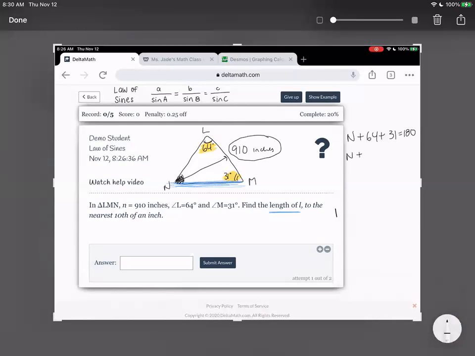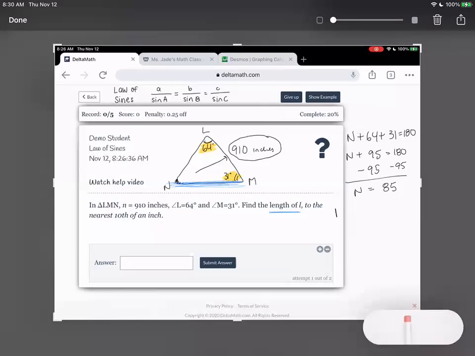So N plus 64 plus 31 is 95, equals 180. Then we're going to subtract 95 from both sides, and that will give us that N is 85. So our angle N, that black angle over there, is 85 degrees. So I'm going to write that in. Okay, any questions on solving for angle N, first of all?